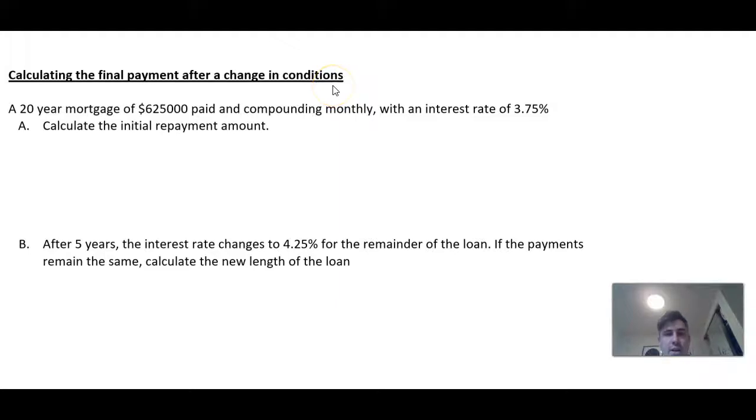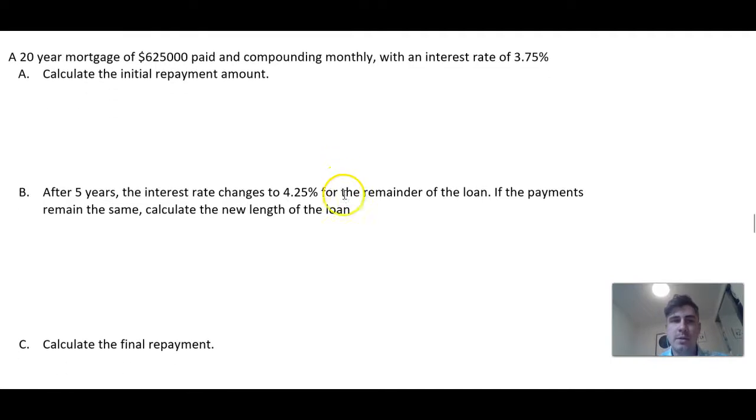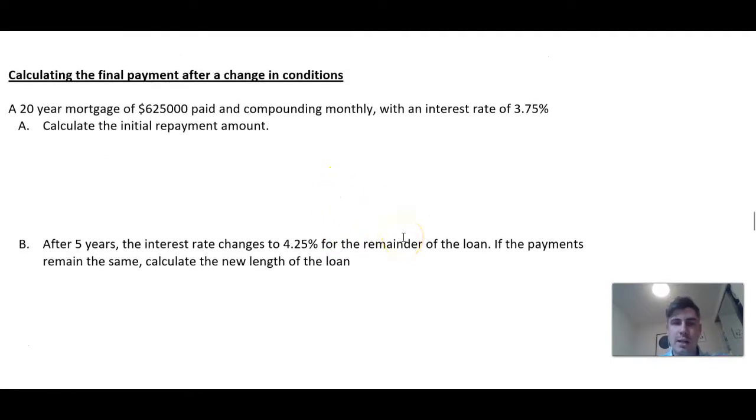Okay, in changing conditions of the loan, we've talked a bit about how the final repayment is often not the same as all the other repayments because you're sort of catching up the last bit that's left over. So we're going to show how to calculate that final payment now with this example. There's a 20-year mortgage, $625,000 paid monthly, compounding monthly, 3.7% interest rate.